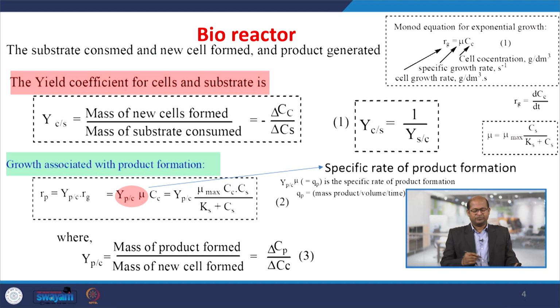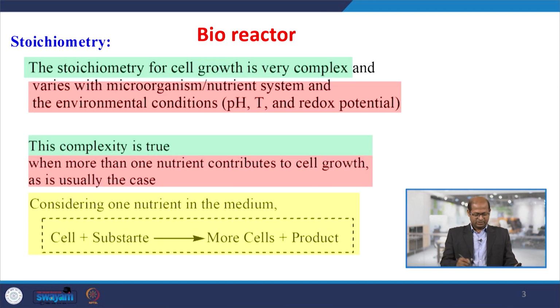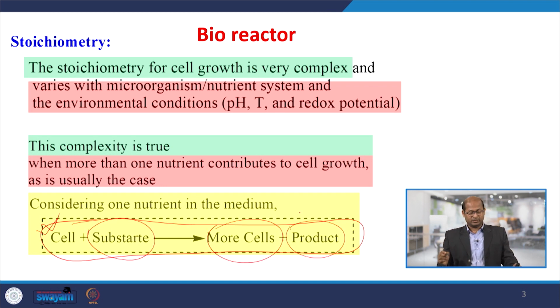Next, when we are using a substrate for a bioreaction, the cells we are using and the substrate we are using, as a result we get new cells formed in the bioreaction, and at the same time some product is generated. In the reaction, on the left hand side we are using cells and substrate, and on the right hand side we are getting more cells and product. So, here the concentrations of each individual component, cell, product, substrate, how can we express them with each other?